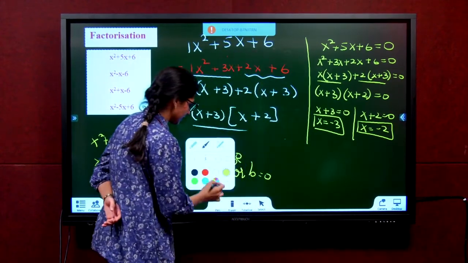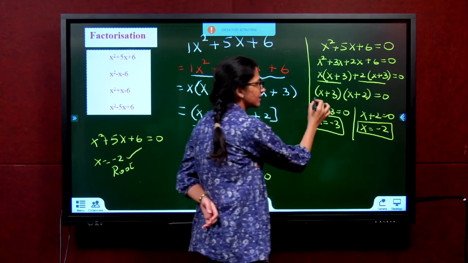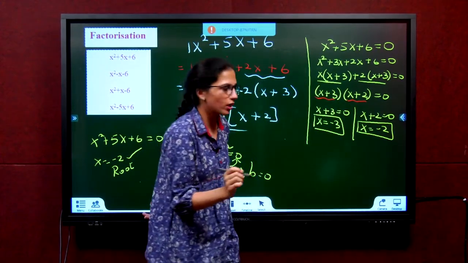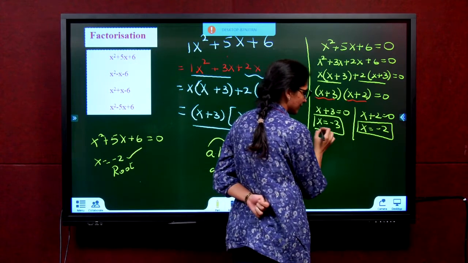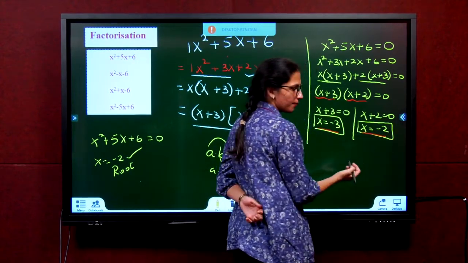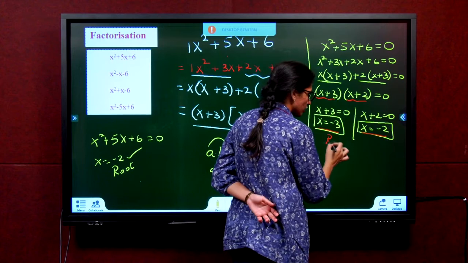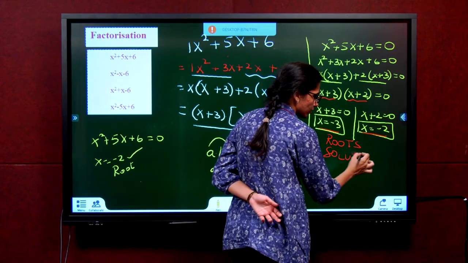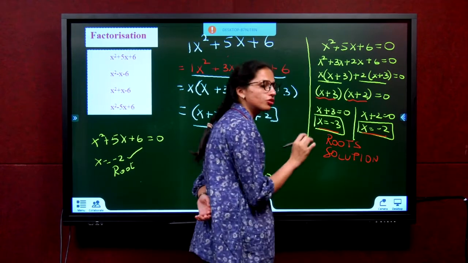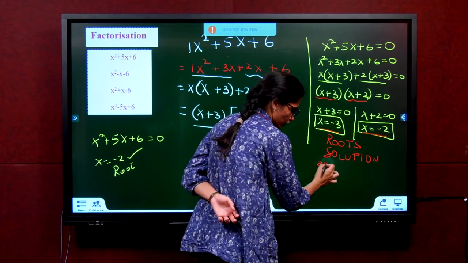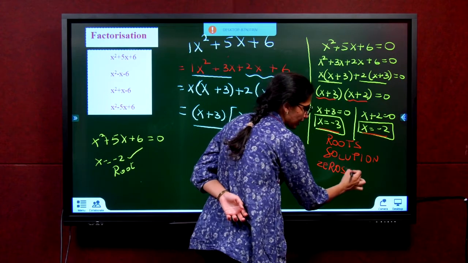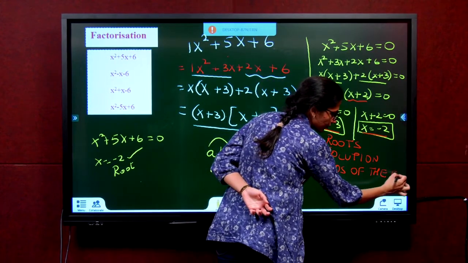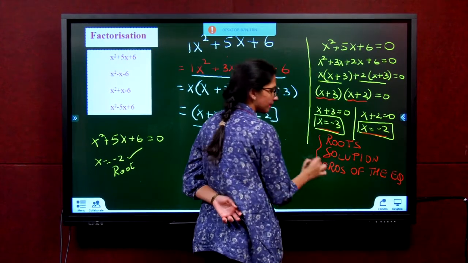Let me repeat what I just said. This x plus 3 and x plus 2 are called the factors of the equation. x equals minus 3 and x equals minus 2 is called the roots of the equation, the solution of the equation. Some textbooks also use the word zeros of the equation. All three mean the same.